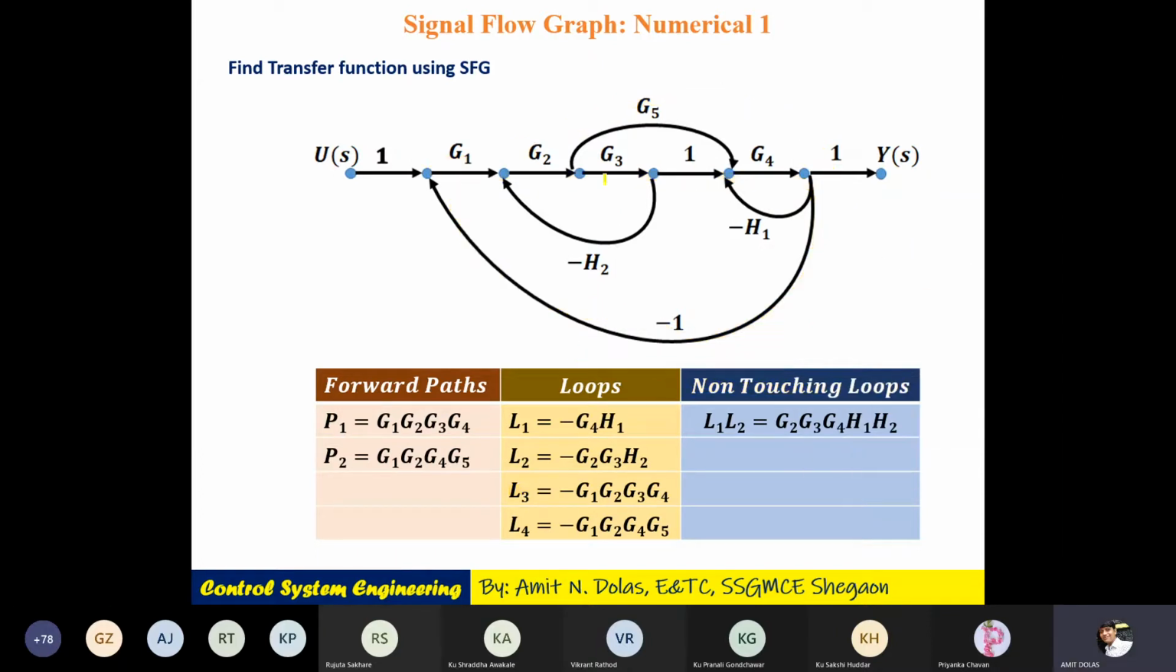Similarly, you can look at each and every component. Your L3, then see L4. This is your L4.